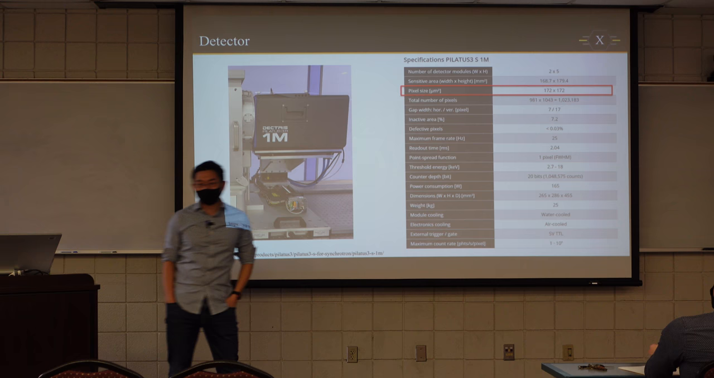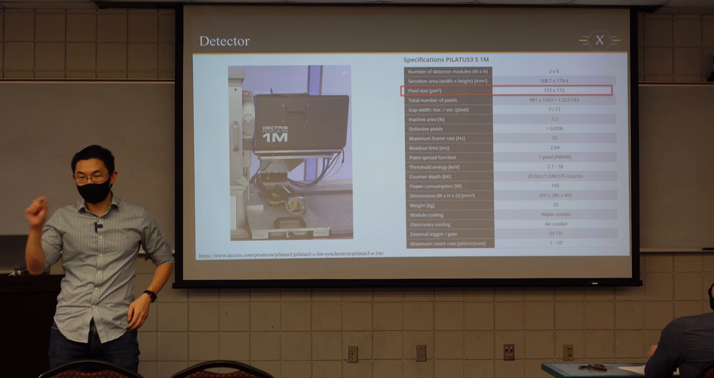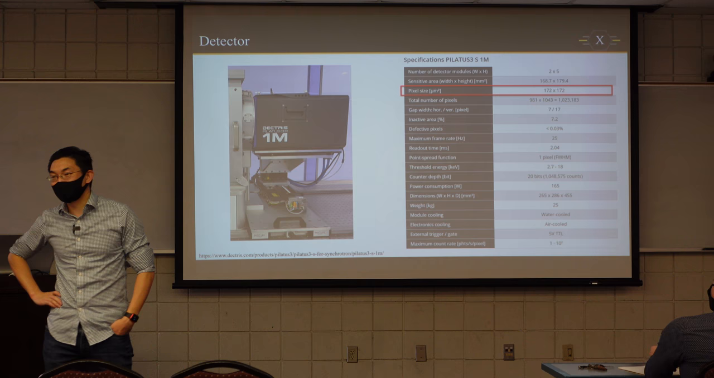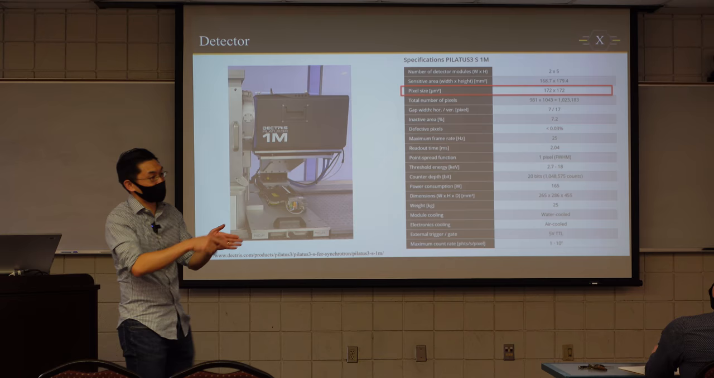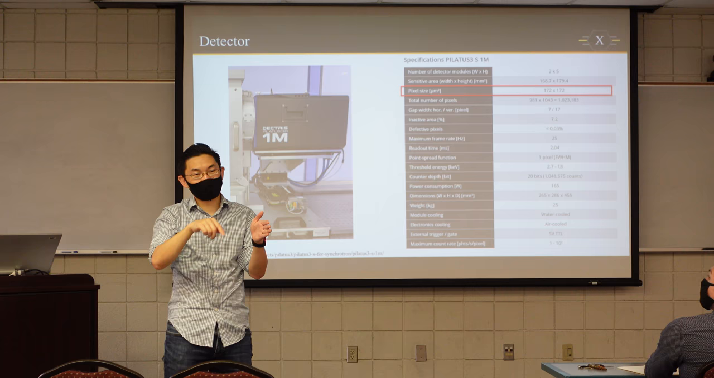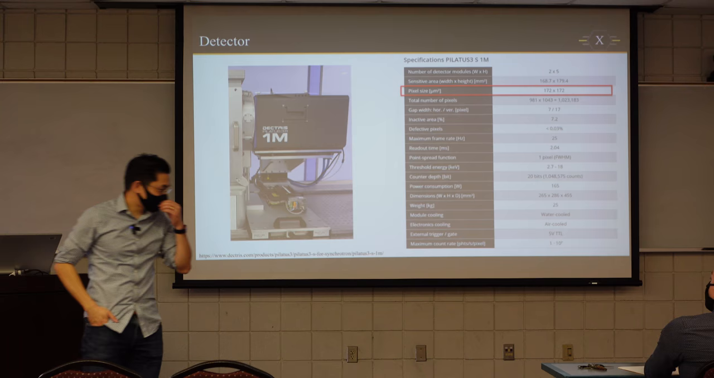So why is this important? The pixel count tells you the resolution you can measure. The more pixels in a given area, the more fine detail you can resolve in different peaks. It's extremely useful when you measure diffraction, where two overlapping peaks might be very close. If you have one pixel, you can only see one broad peak. If you have multiple pixels there, you can resolve the shape of it. So 1 million was state of the art, the best we could buy at that time.